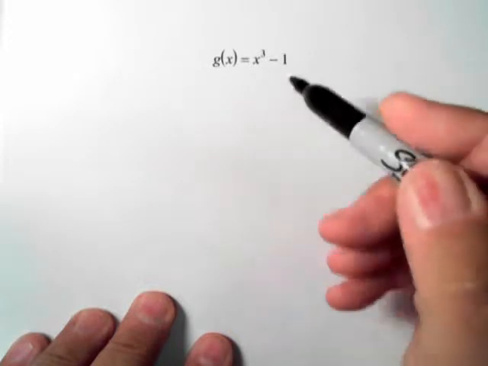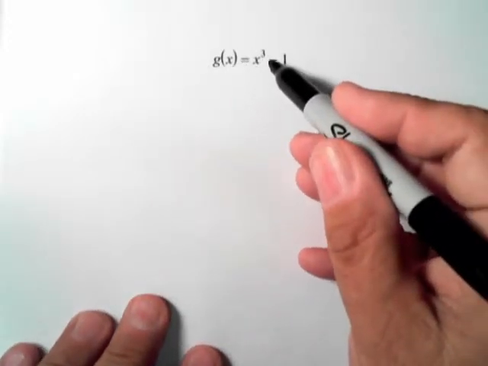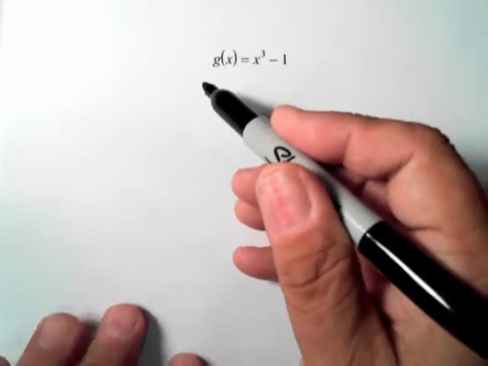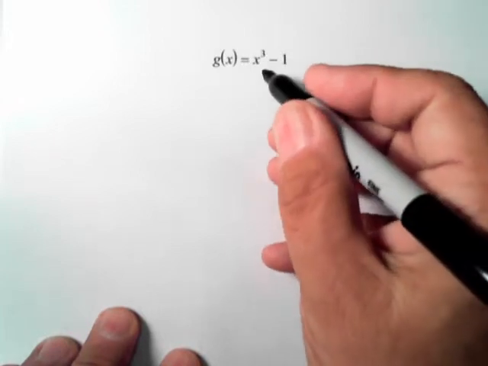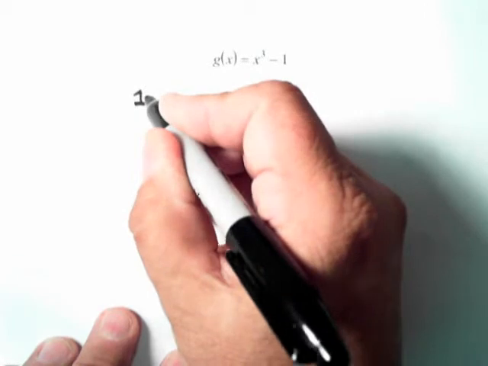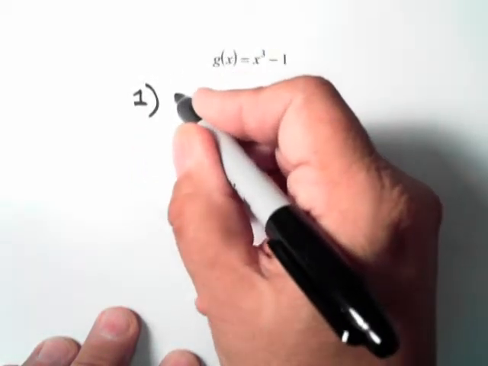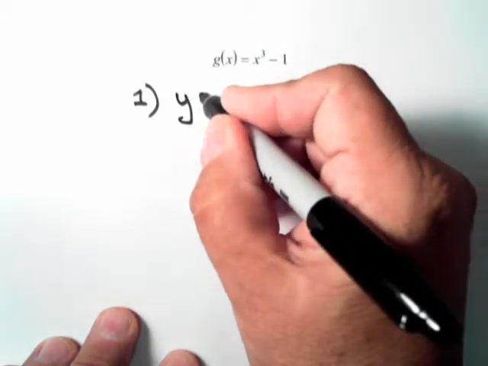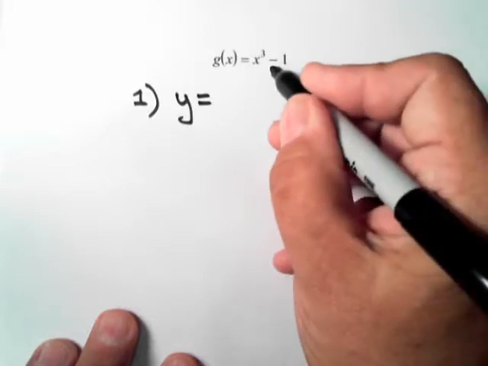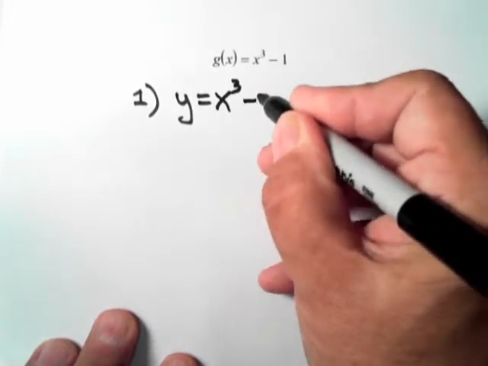Okay, here's another example where again we want to find the inverse of the function that we have, and they're using the letter g again. Using the letter you want doesn't matter. So we go through our 4 steps again. Remember the first step, we simply replace the g of x with y, and that's just to make it easier for us to write as we go along here. So here we are, y equals x cubed minus 1.